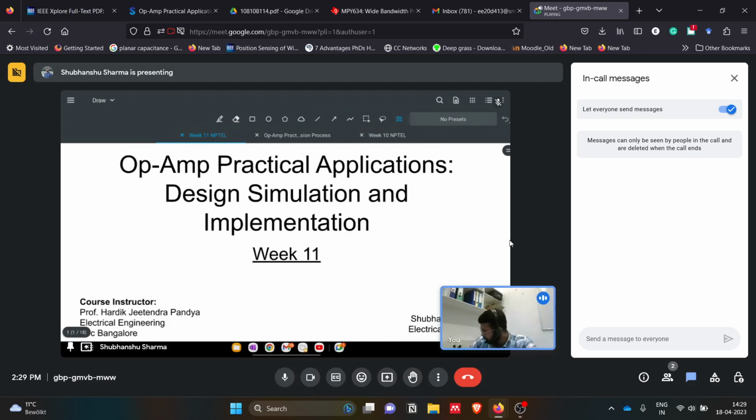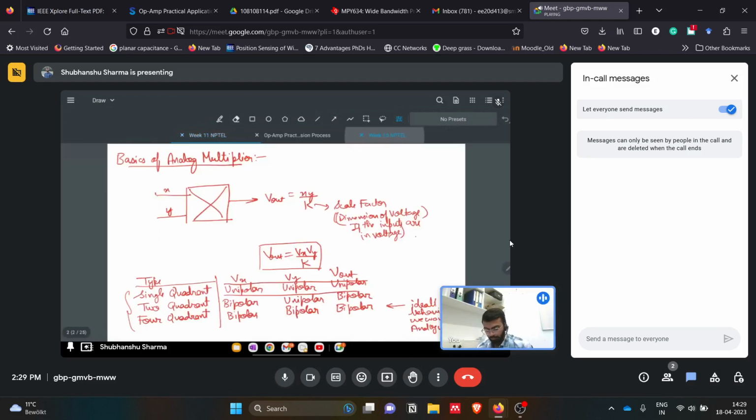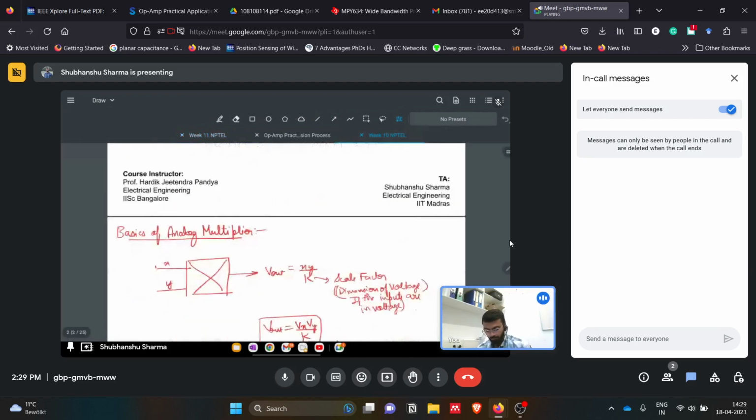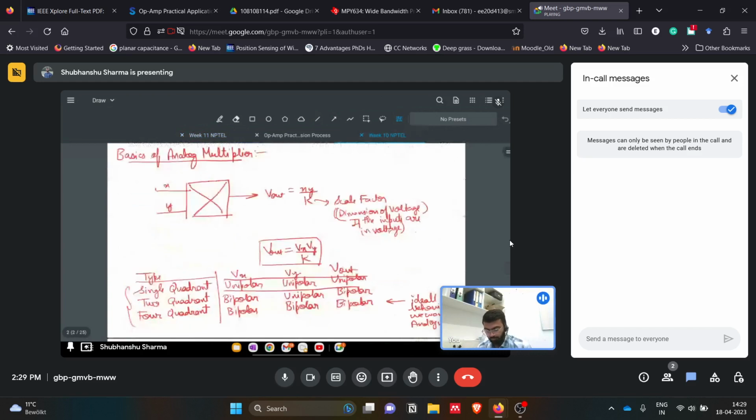So this week we will be starting with the week 11 content for the course OPAM Practical Applications, Design Simulation and Implementation. Just before going through the contents of week 11 and solving some questions, we'll go through what we did in week 10. In week 10, we saw the application of analog multipliers.